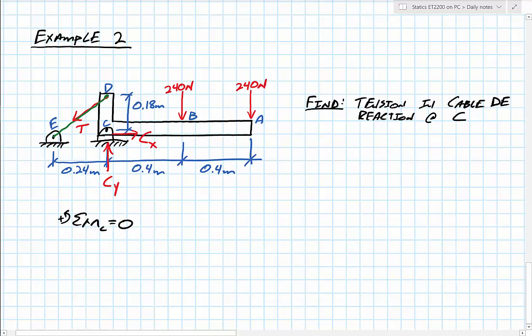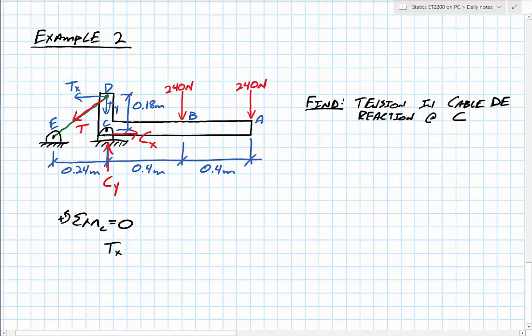And so working my way around, now I have that tension at an angle. So the way I'm going to deal with that is I'm going to resolve that tension into components. I can resolve it into a tension in the x direction and a tension in the y direction. Now tension in the y goes right through C, so there is no moment. All I really care about is tension in the x, right?